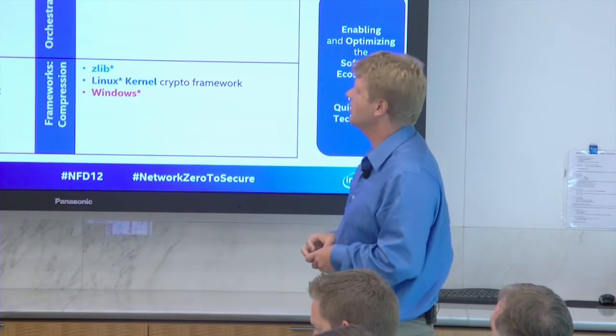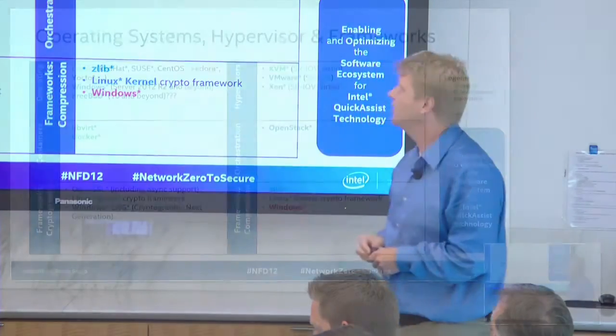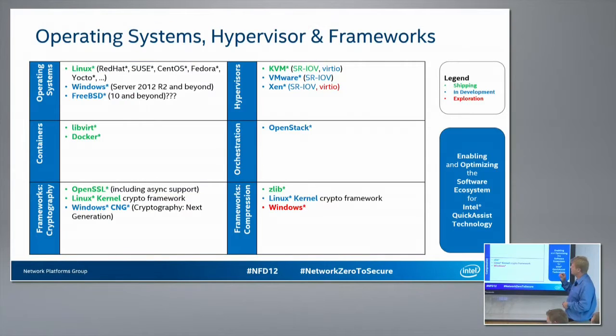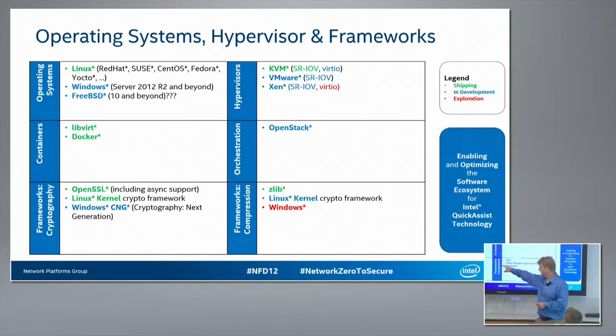Hypervisors, so KVM and SRIOV we support. We're doing work on VirtIO in that space. Again, doing work on VMware and Xen, and then exploration from a Xen perspective is on VirtIO. libvirt and Docker we support. OpenStack we're investigating. I've done a lot of work on this, and that's why you'll see a lot about this later on in the slides on OpenSSL. So if you have any questions on OpenSSL, I can go into a lot of depth on that or on zlib.